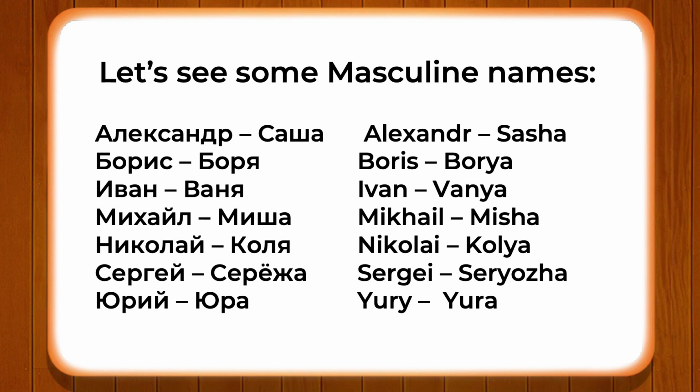Boris is the full form, Borya is the shortened form. Ivan is the full form, and Vanya is the shortened form of it. Mikhail is the full form, Misha is the shortened form. Kolya is shortened from the name Nikolai. Seryozha is shortened from the name Sergei, and Yura is shortened from Yuri.